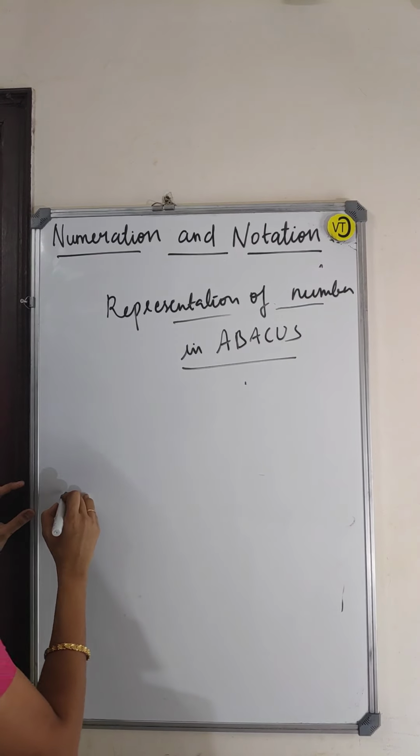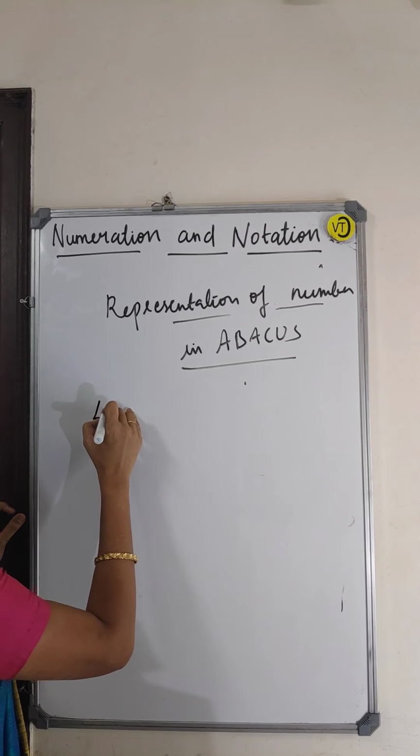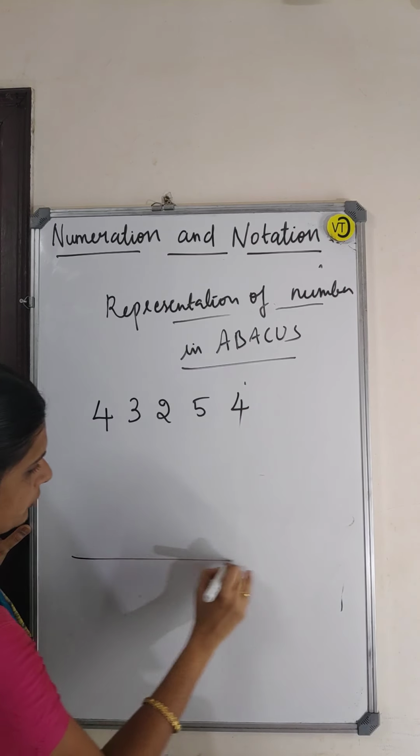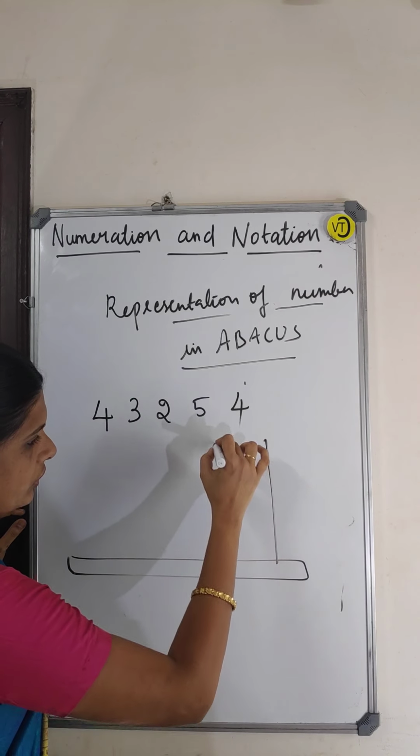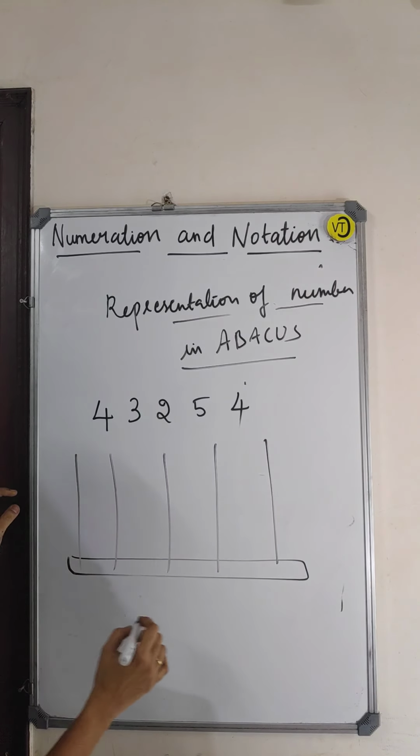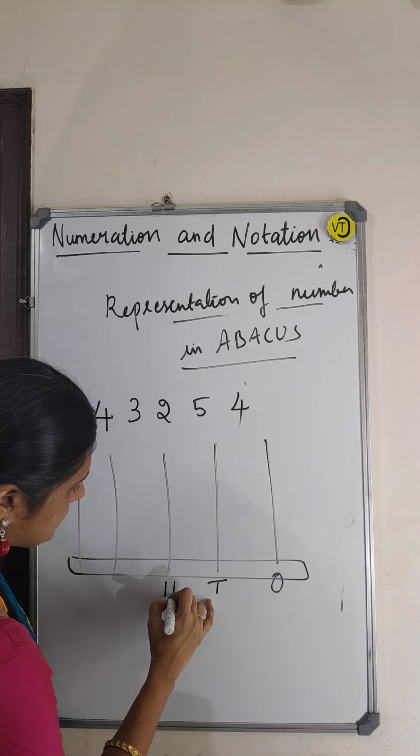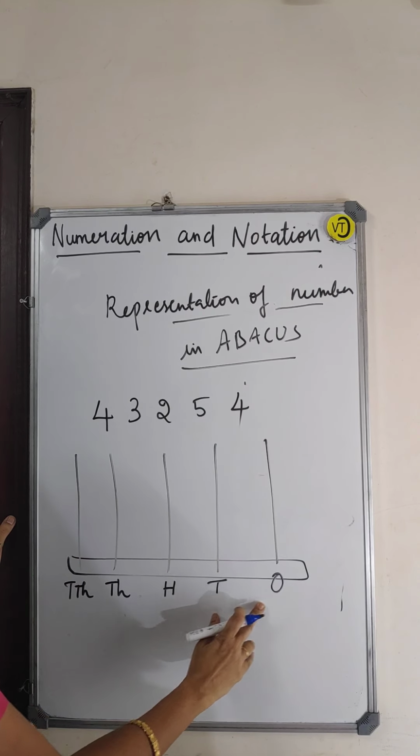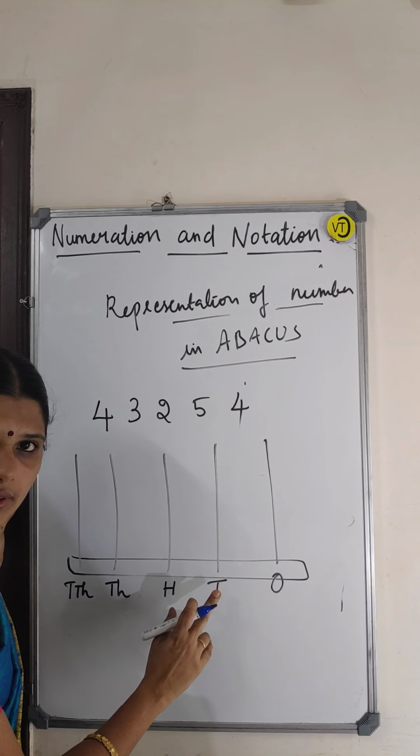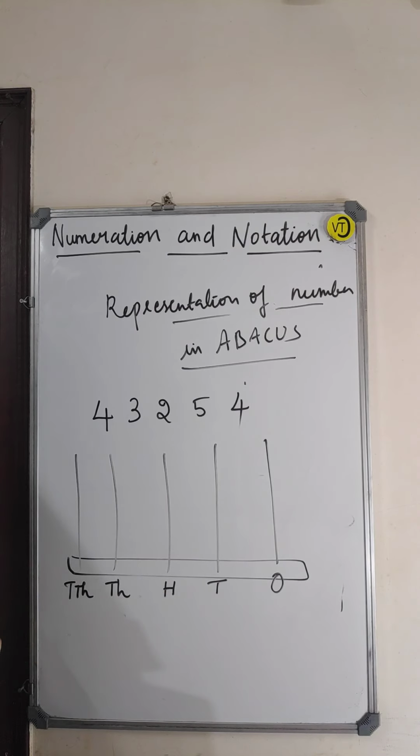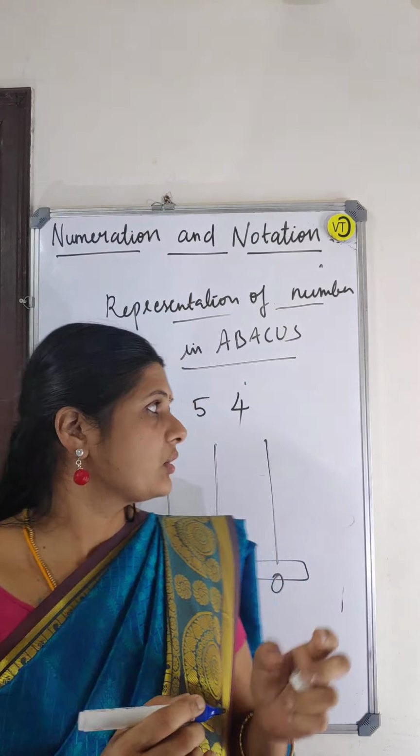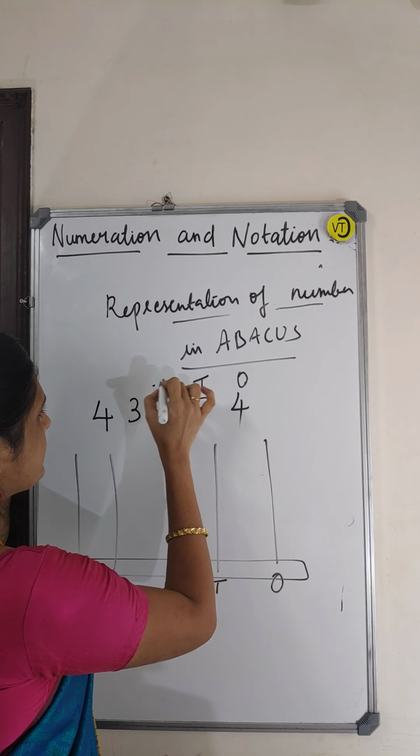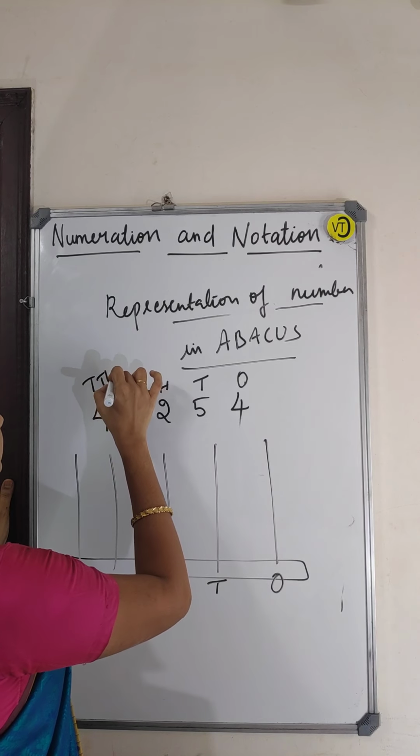Then next, I will tell you one more. You just represent 4, 3, 2, 5, 4. One more number I have to represent on the abacus. Okay, this is ones, tens, hundreds, thousands, 10,000. T stands for tens, then hundreds, thousands, 10,000. Now, children, tell me how the ones place is. This is ones again, this is tens, this is hundreds, this is thousands, this is 10,000.